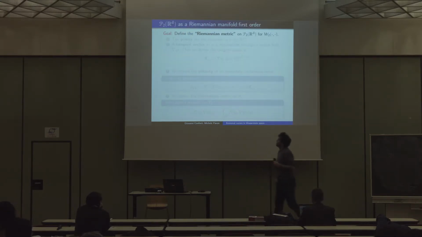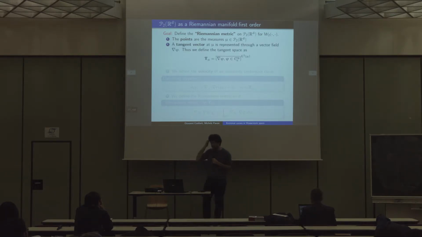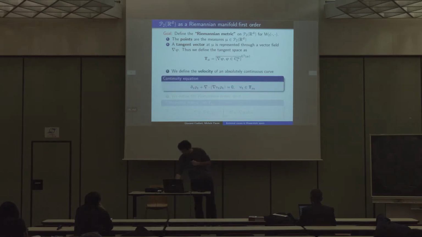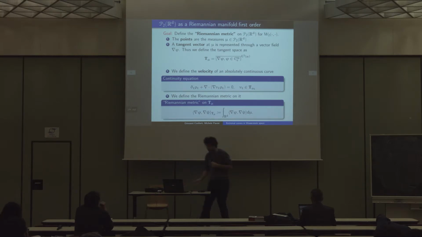OK, now I just want to refresh very quickly the construction of the Riemannian metric on the Wasserstein manifold, and what is the Levi-Civita connection, the covariant derivative, and so on. So of course, the points are nothing but the measures. And the tangent vector at a given measure is a gradient vector field, which is in L2. And the velocity of a curve is defined through the continuity equation. And the Riemannian metric on the tangent space is just defined by using the L2 product.